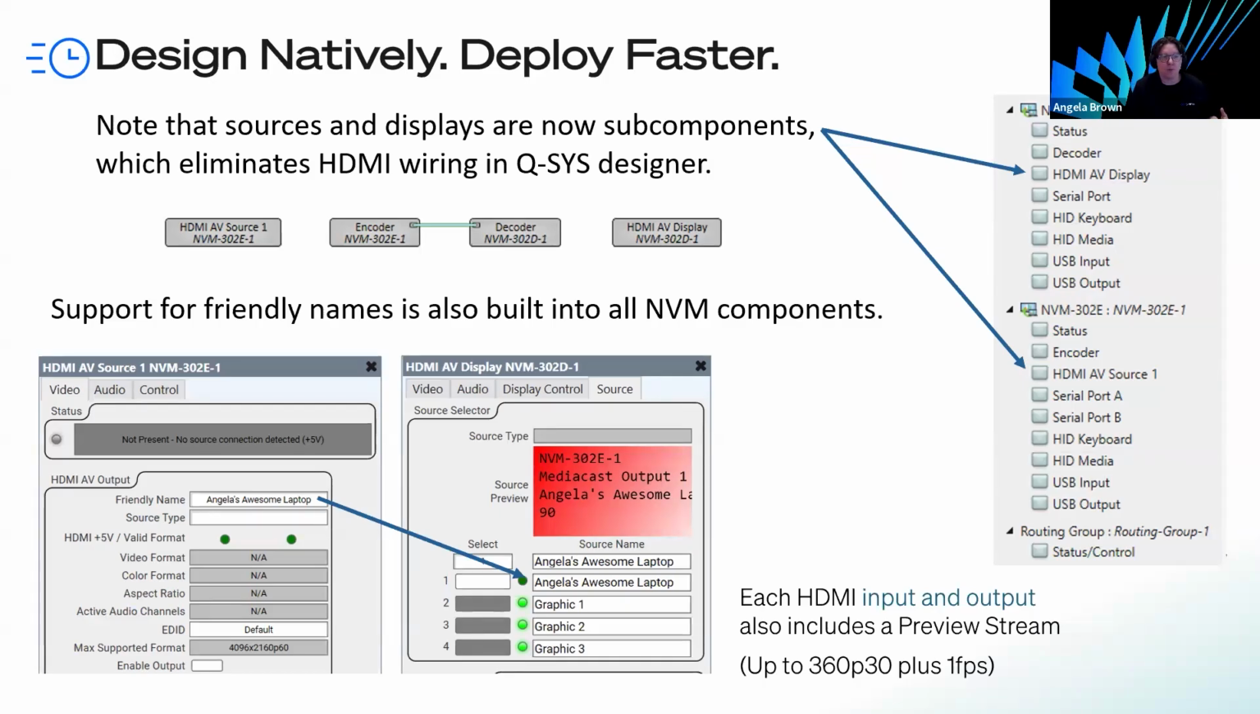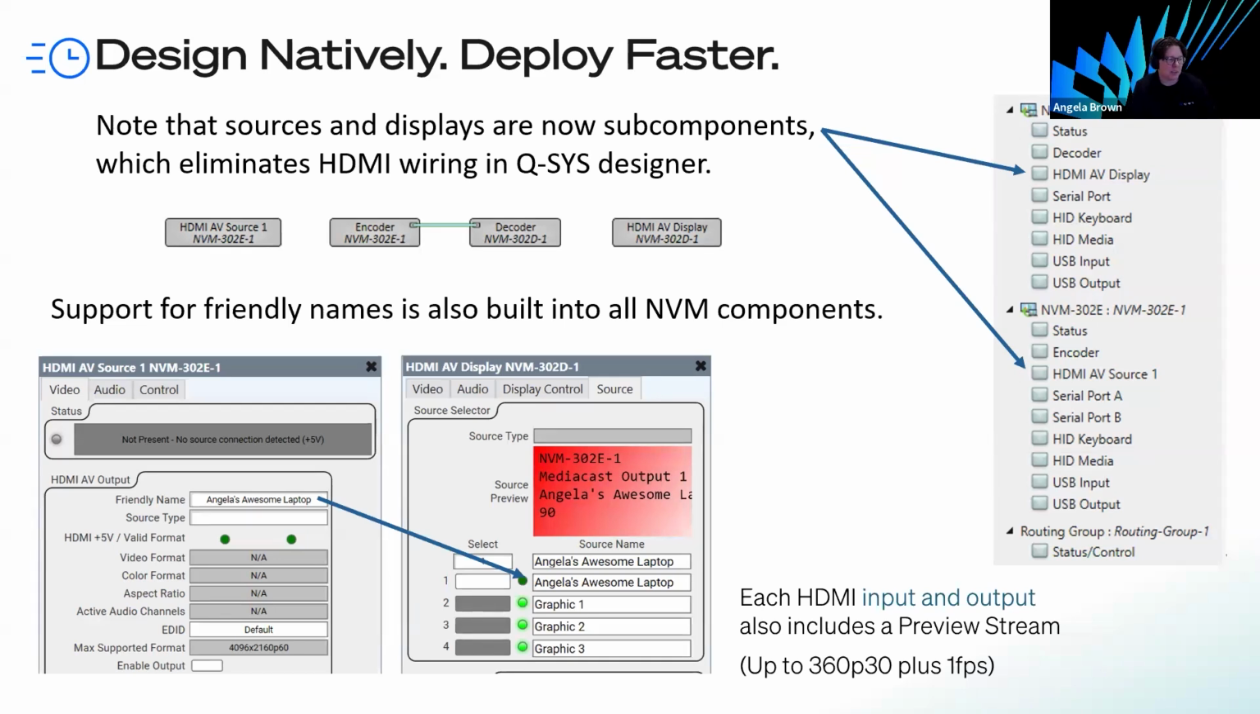A lot of times you would have to write a Lua script to translate HDMI 1 to laptop and do that translation. And we've done that for you. We've built that in. It's pretty cool. The last thing on the inventory items is every HDMI input and output also includes a preview stream. That preview stream is there whether you want to use it or not. But boy, have I found how much easier troubleshooting is, how much easier it is to throw things on a UCI, because I can now just grab all those preview streams and go to town.